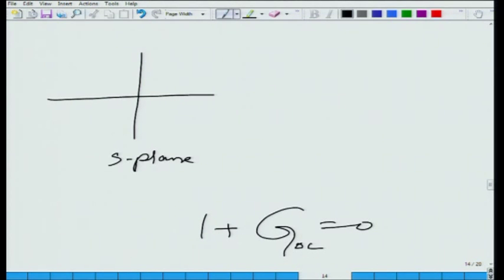Now, what I can do is I can plot the Nyquist plot of just G open loop and then add 1 to it.